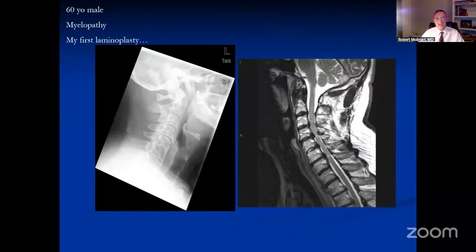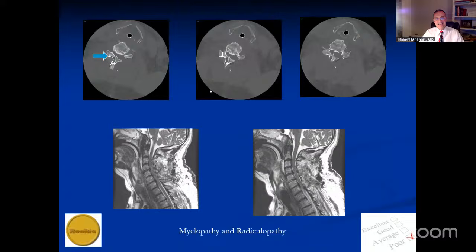Now, this is an example from early on in my practice, and I'll show it tonight. It's a 60-year-old male who had myelopathy, and I tried to do a laminoplasty on this patient. As you can see, he's got bad stenosis, bad compression of the cord. And here's a 1990s laminoplasty where you can see the patient, well, first I'll tell you, the patient woke up, he had worsening arm pain, and his neck pain was incredible.